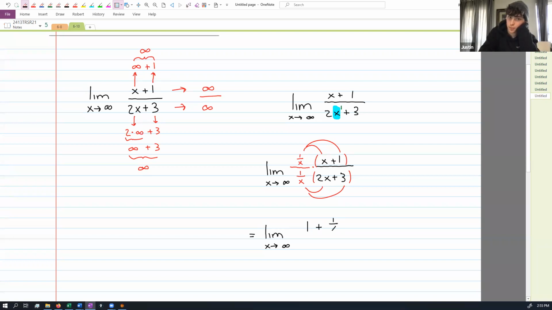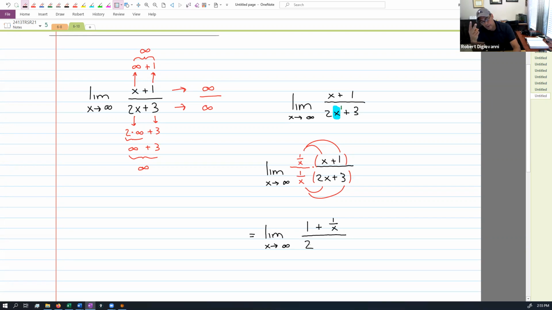1 over x. Okay. And then on the bottom, when I do 1 over x times 2x, the x's cancel. I'm left with a 2. And then when I do 1 over x times 3, I'm left with 3 over x. Any questions on that? That's just distribution through.